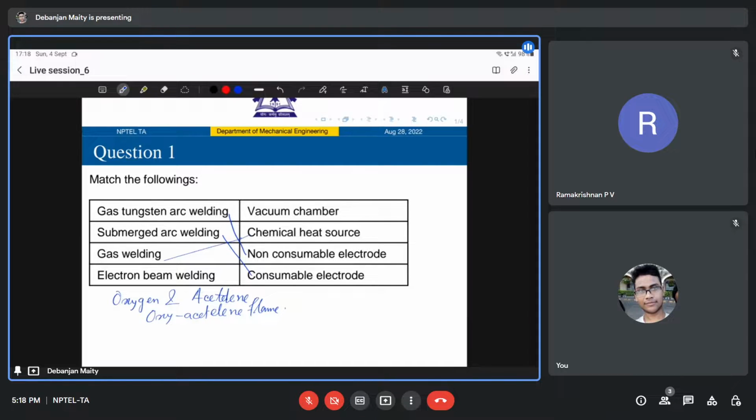over the surface. And for electron beam welding, the heat for fusion is obtained from the kinetic energy of a dense beam of high velocity electrons. In general, the entire operation is carried out in vacuum, maybe with a pressure of something like 10 to the power minus 3 mm of Hg. So in electron beam welding, it will be operated in a vacuum chamber.